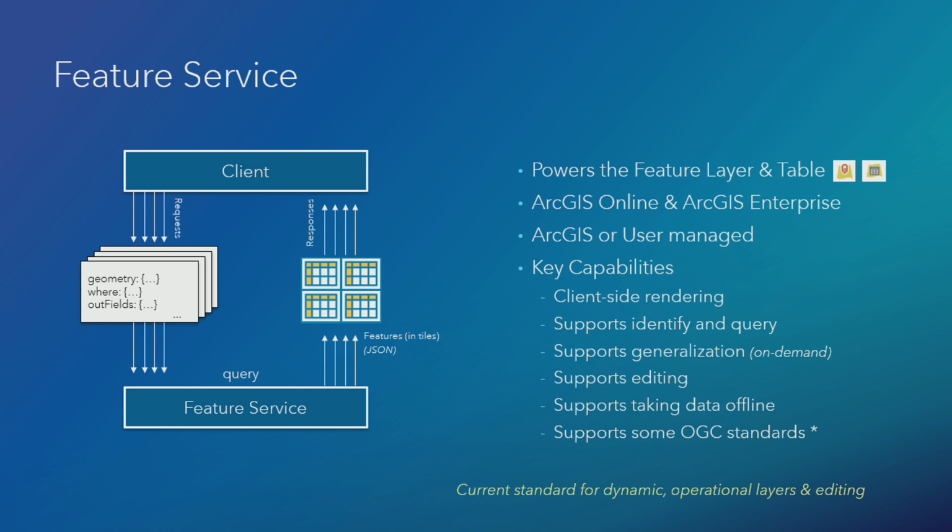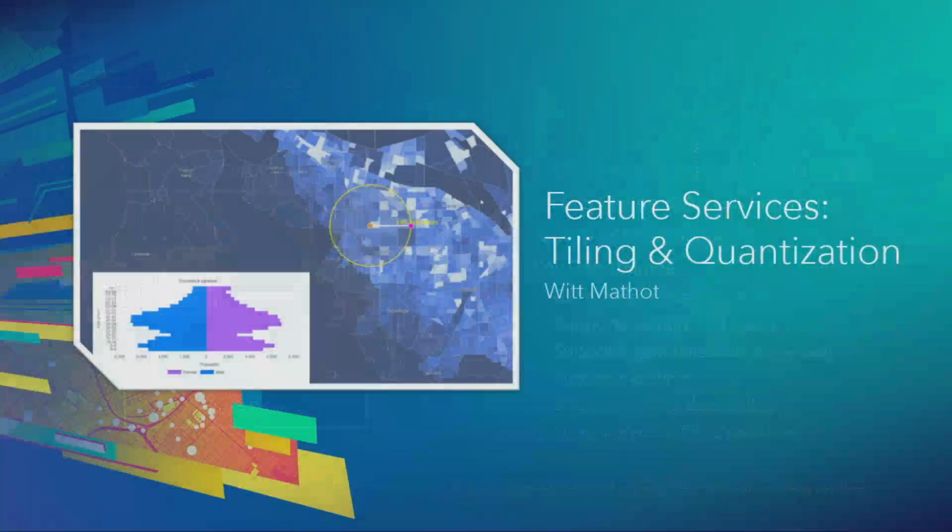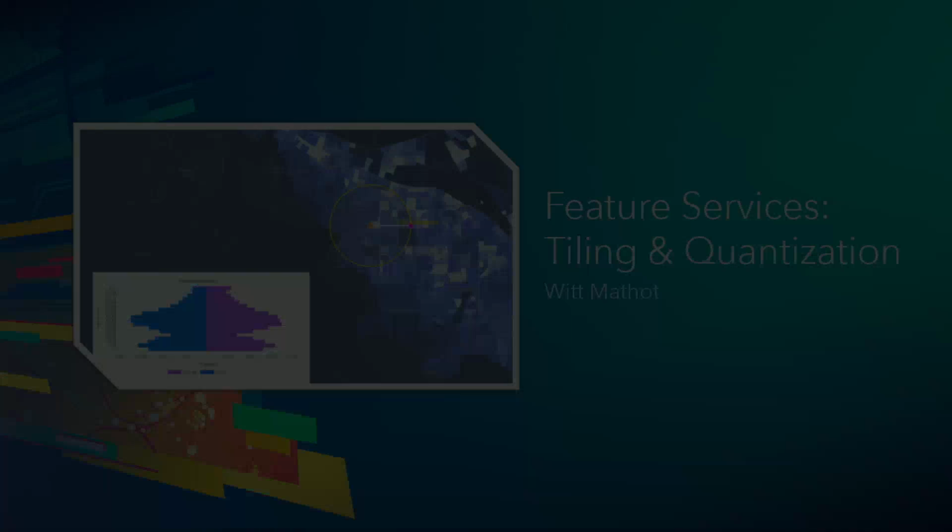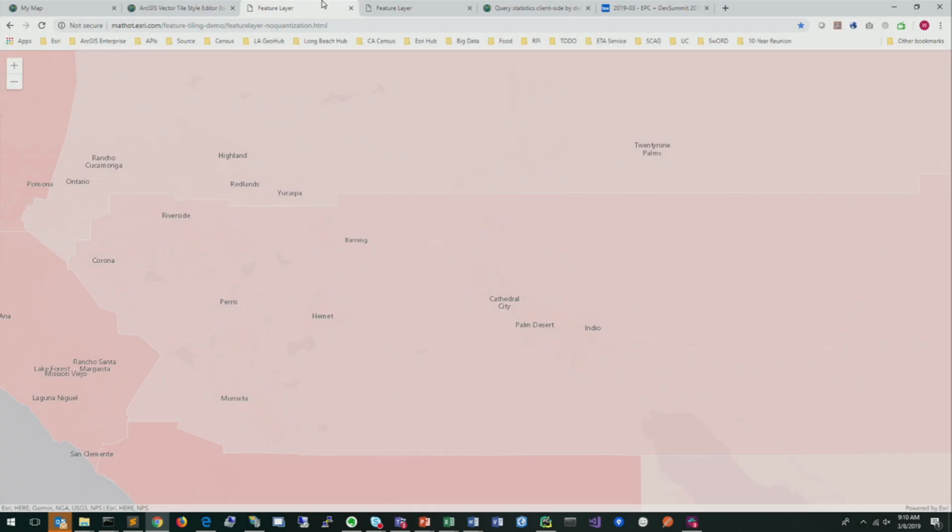So I would say that feature services have really emerged as the new standard for your operational data. If you don't have a need to visualize more than 25, 50,000 features, and your data is changing very often, feature services really are a great option. So to give you a little idea of how things have changed and what you can do with feature services now, I'm going to switch over to a demo.